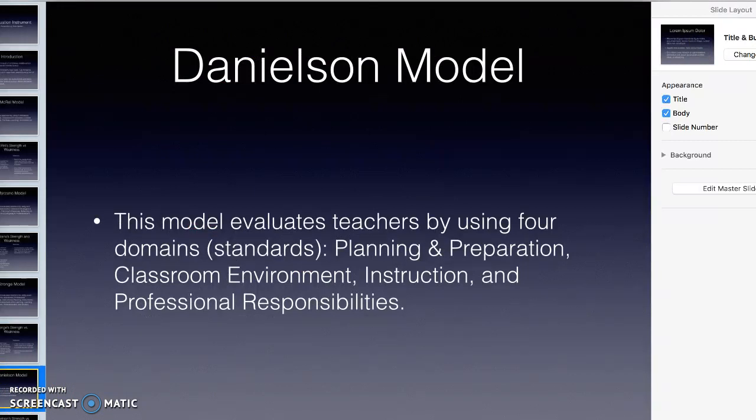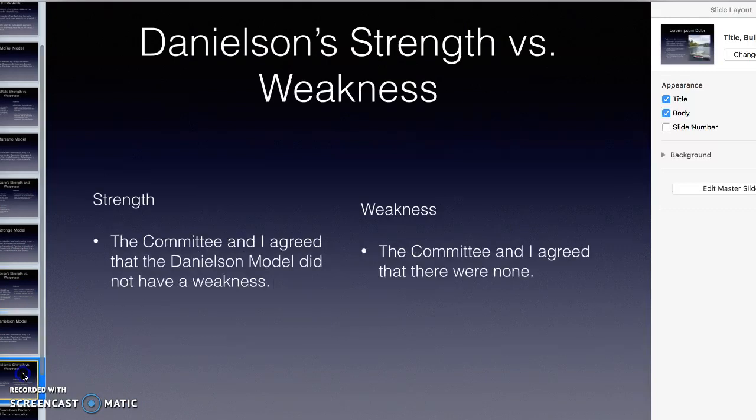The last evaluation model that the committee and I looked at was the Danielson model. This model evaluates teachers by using 4 standards: planning and preparation, classroom environment, instruction, and professional responsibilities. The strength and weakness of the Danielson model: the committee and I agreed that the Danielson model did not have a weakness.